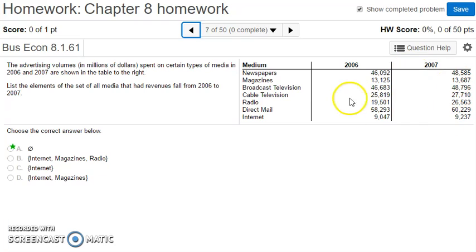Well, that means they all rose. So none of them fell. So this is how you do an empty set. That means there's nothing in the set. So therefore it's the empty set, the null set. And you do the 0 with the line through it.